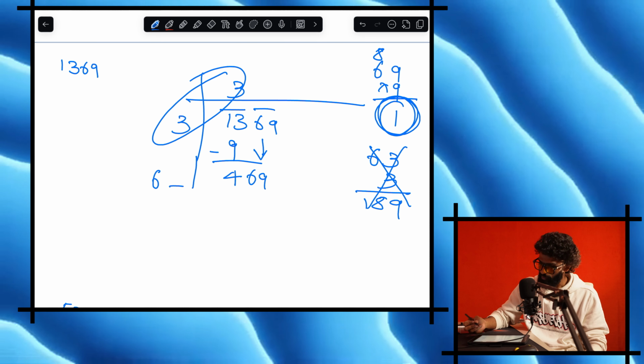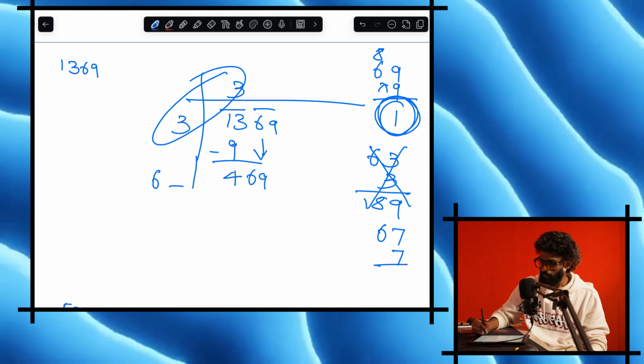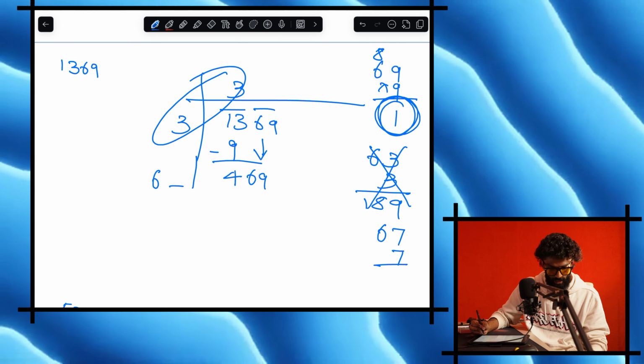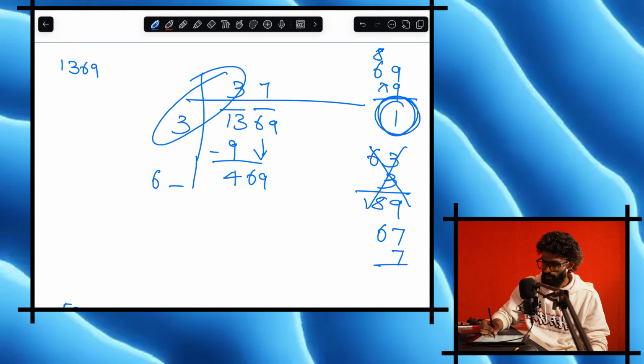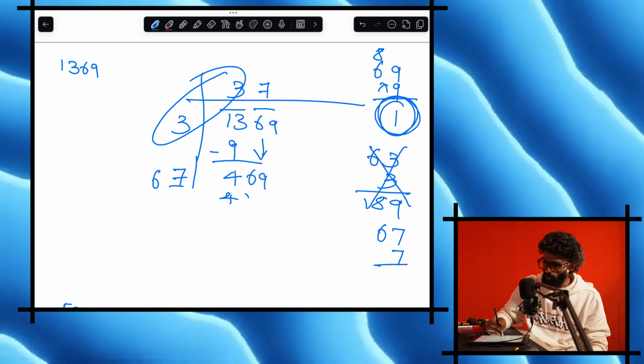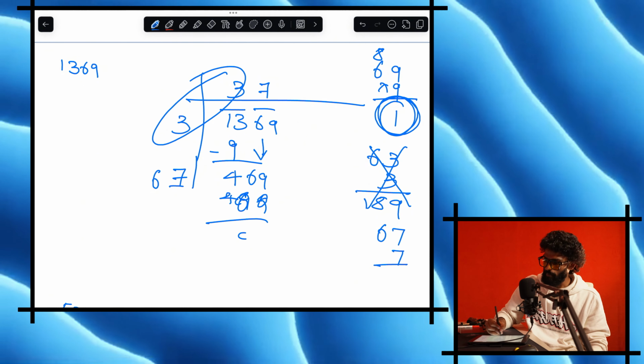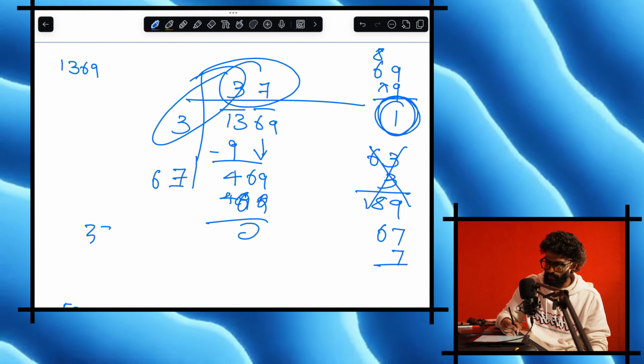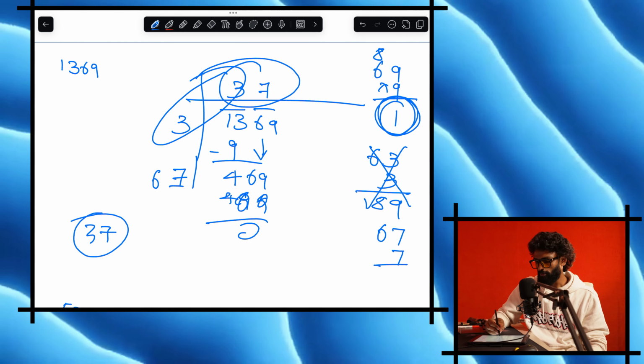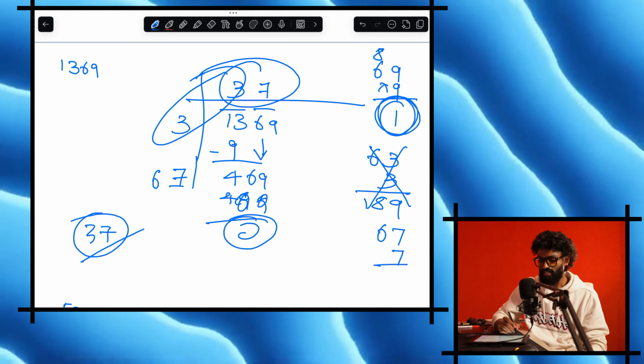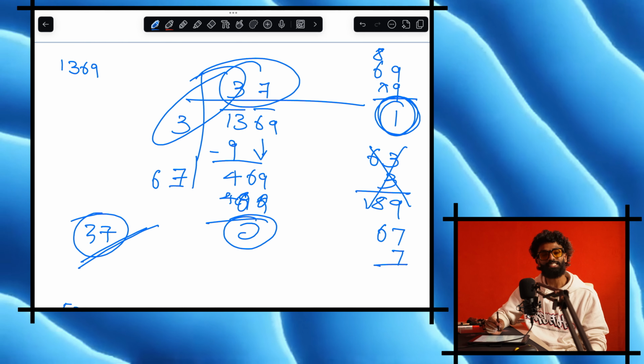63 did not work, fine. So we'll go to 67 times 7. So this time your answer will be 469. That's it. So 469, the remainder became 0 and your final answer will be 37. What is the meaning of remainder to be 0? Which means 37 was a perfect square of 1369.